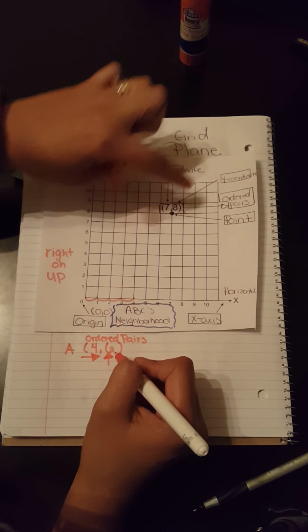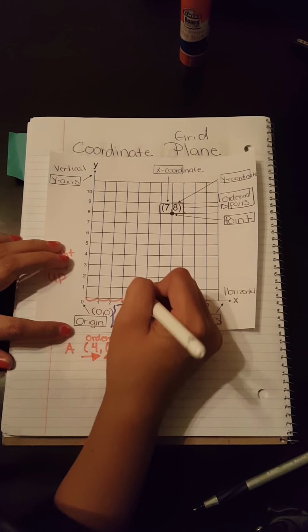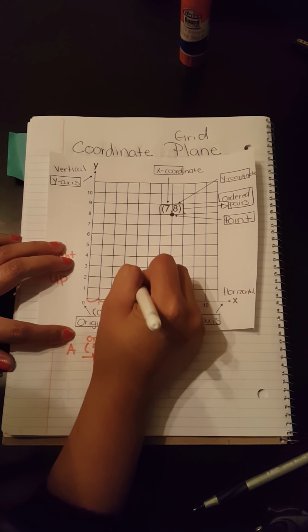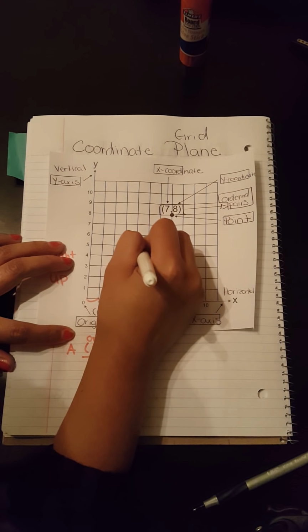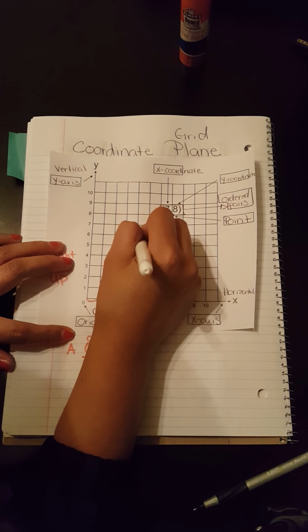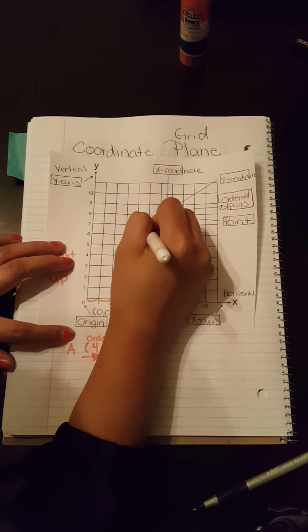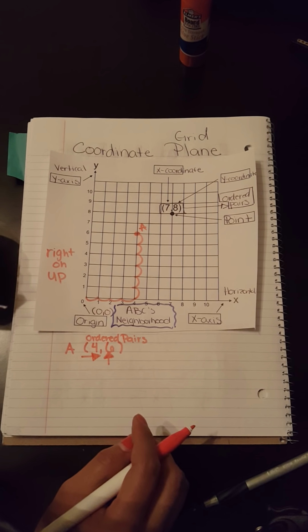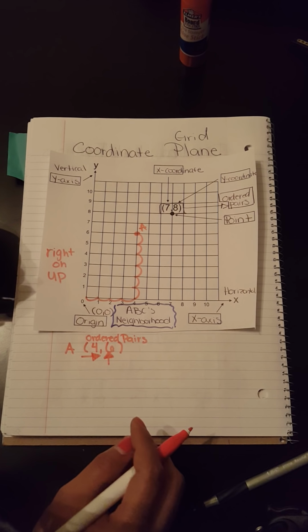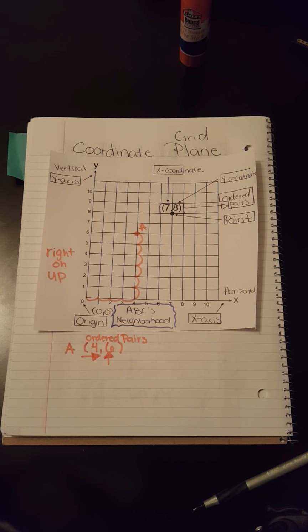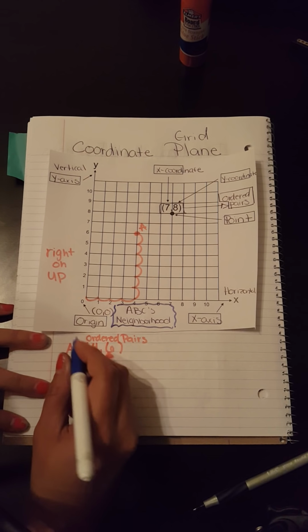And then I need to move 6 units up on my y-axis, because remember, this is my y coordinate. 1, 2, 3, 4, 5, 6. Letter A lives there. That is a location of A. Let me give you another one. Letter B.